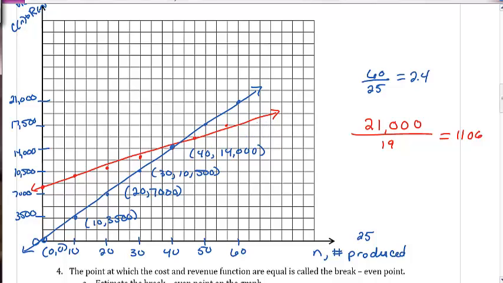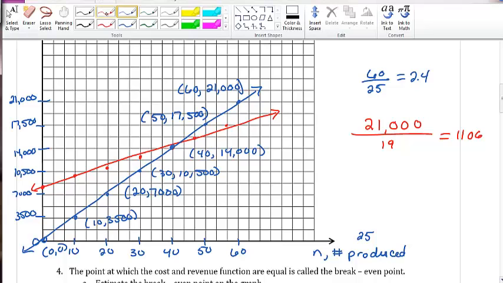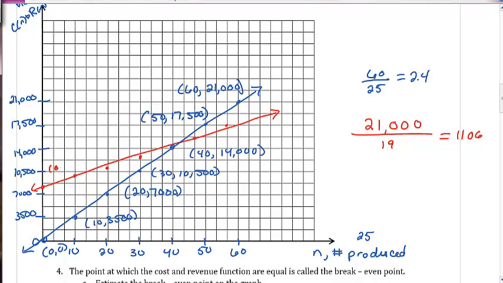Oh, let's see. One got missed. That should be (60, 21,000). Oops. Should have just labeled them as I was marking them. That would have been easier. We'll put that right there. And then also the (50, 17,500) we'll put over here too. All right, so there's those. And then marking the other points.